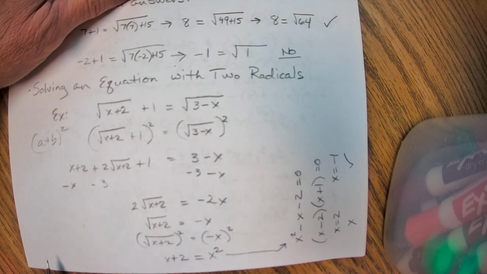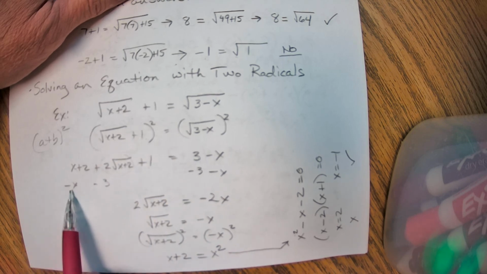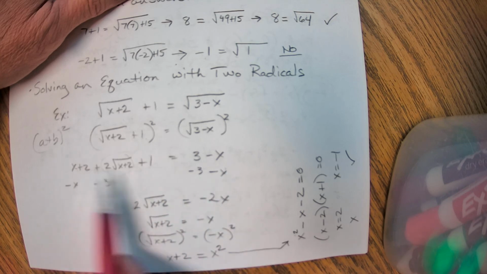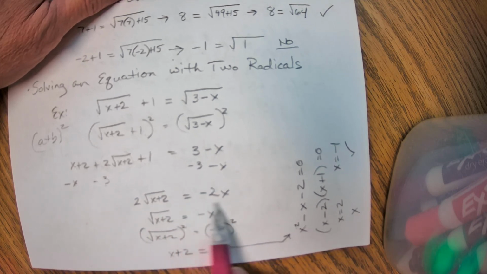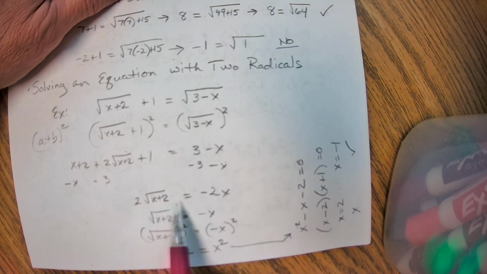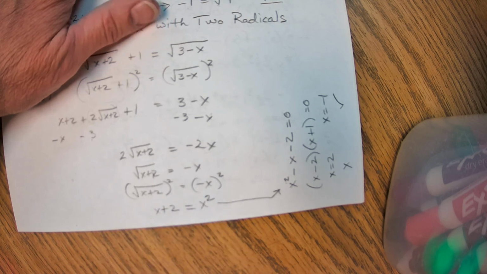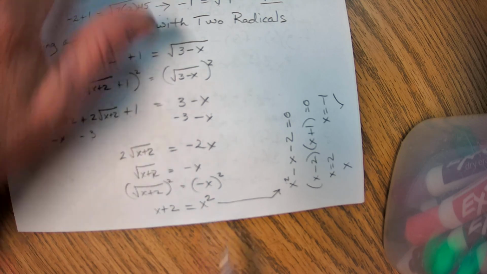So I want to isolate this radical, which means I'm going to subtract x from both sides, and 2 plus 1 is 3, so I'm going to subtract 3 from both sides. On the right-hand side, when I do that, negative x minus x is negative 2x. I still have this. I want to get rid of that, so I'm going to divide both sides by 2, which leaves me this. To undo that, I'm going to square both sides, which leaves me x plus 2 equals x squared.